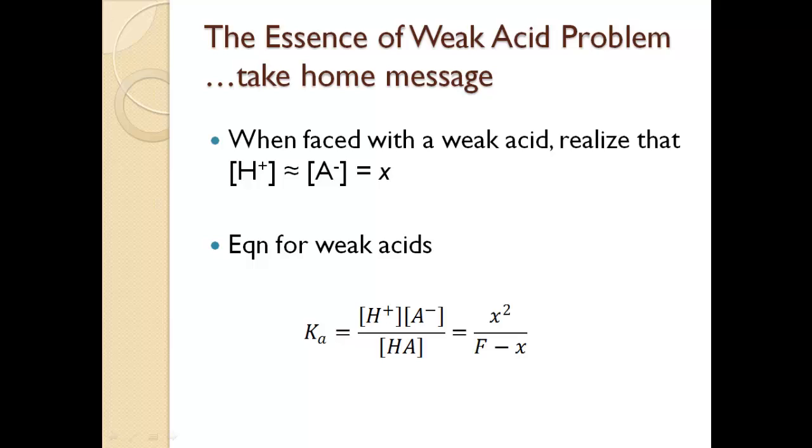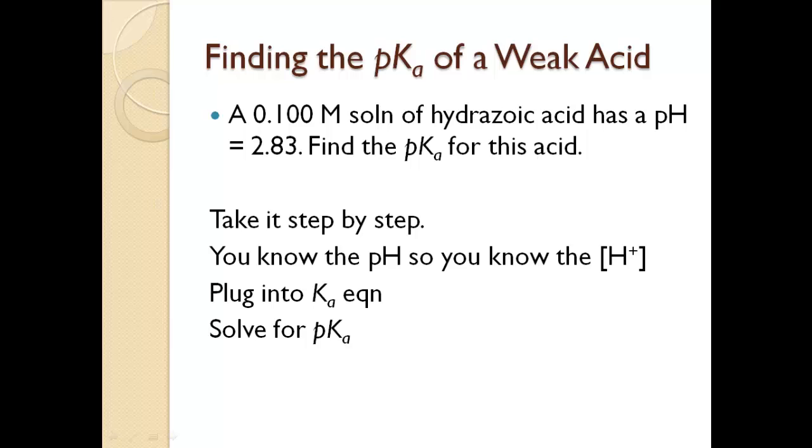So the equation that you're going to use for weak acid problems is right there. It's X squared divided by F minus X, where F is the formal concentration of the original solution. Let's try to find the pKa now of a weak acid. A 0.100 molar solution of hydrazoic acid has a pH of 2.83. Find the pKa for this acid.